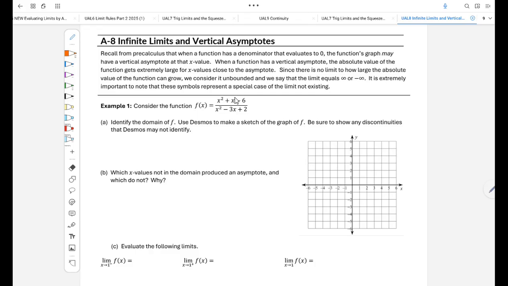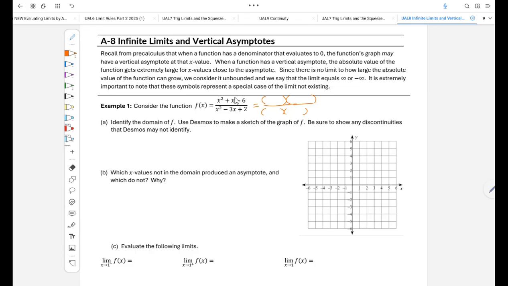So here we go. We have a function. It's two polynomials over two polynomials, or two quadratics even. x squared plus x minus 6, x squared minus 3x plus 2. Both of those can be factored. So let's get that done. Neither one of them are super hard. And we should end up with a factor in common, numerator and denominator.